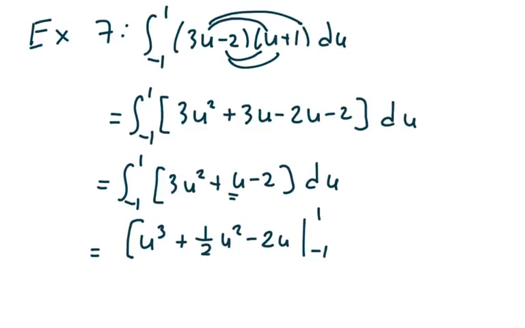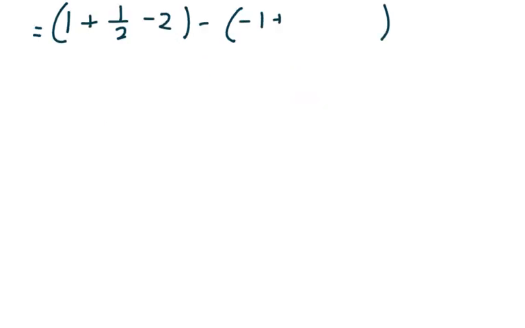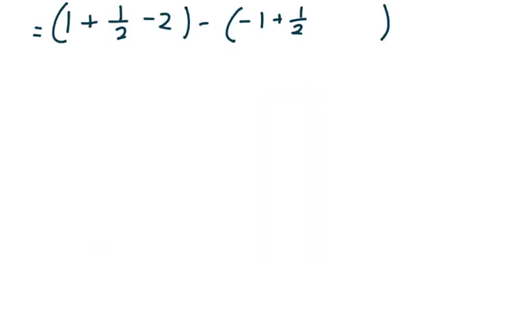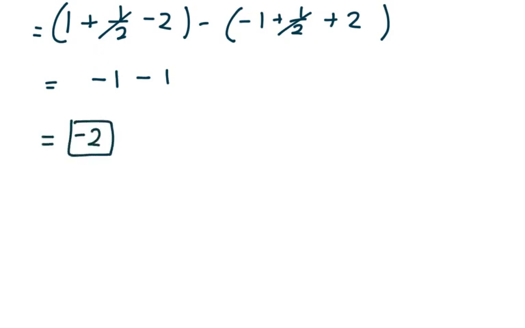And then I'm going to plug in -1, and we're going to get -1 plus 1/2 plus 2. So the 1/2s cancel, and this is going to be -1 minus 1, which is -2. And that was example 7. Example 8.